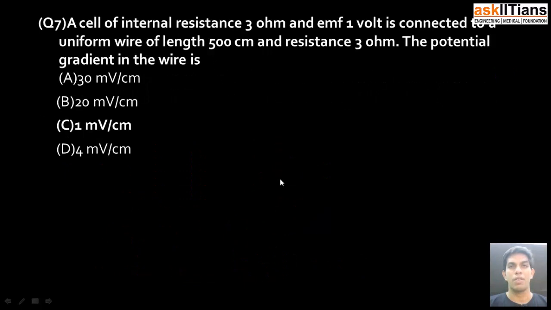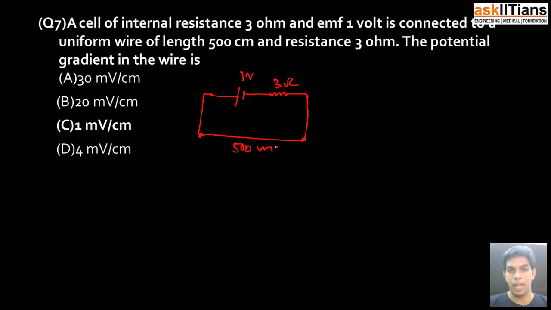So let's move on to the seventh question. It says, a cell of internal resistance 3 ohm and EMF 1 volt is connected to a uniform wire of length 500 centimeter and resistance 3 ohm. The potential gradient in the wire is ___. So the setup goes like this. Here I have 1 volt, here I have 3 ohm, and this is a wire whose length is 500 centimeter and whose resistance is 3 ohm.